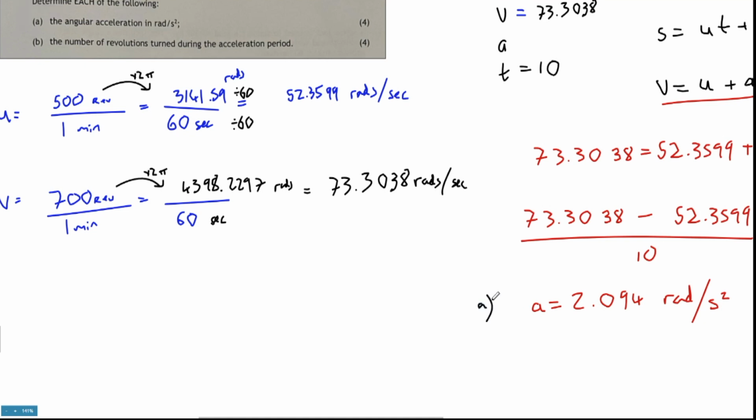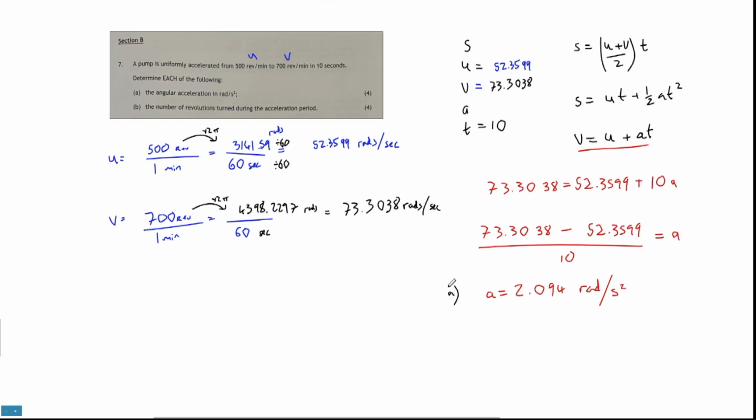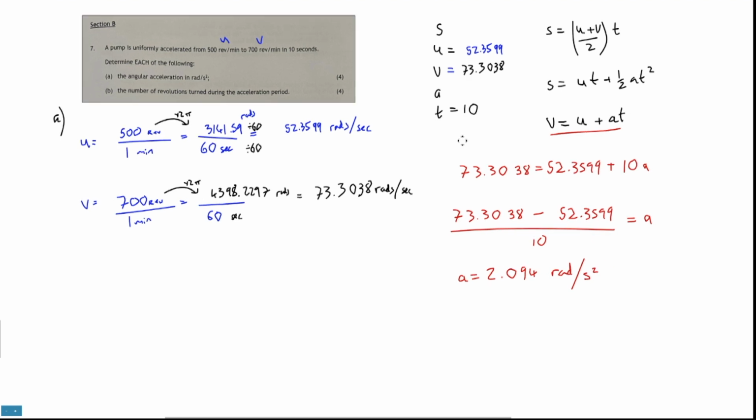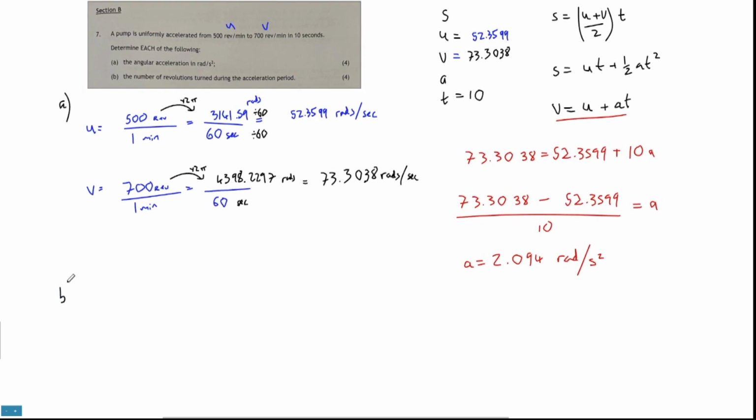Great. That was part A. Oh, the whole thing was part A, really. Let's see what else we got then. I'll zoom out a bit so we can see it. The number of revolutions turned during the acceleration period. Well, number of revolutions, this is the S actually of our SUVAT equation. The problem is our SUVAT is in rads, so I need to redo the SUVAT.